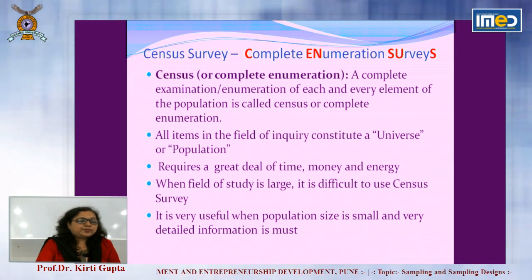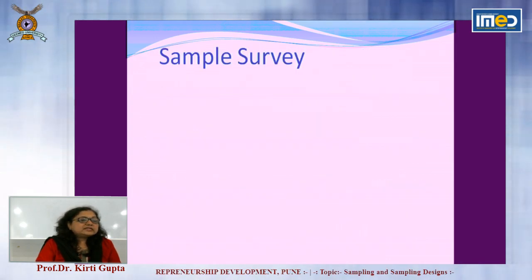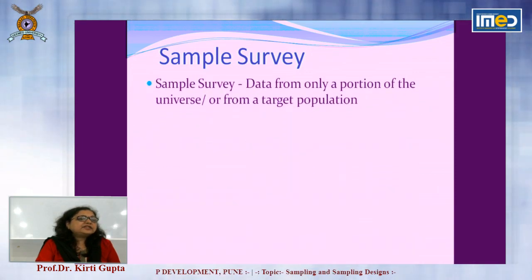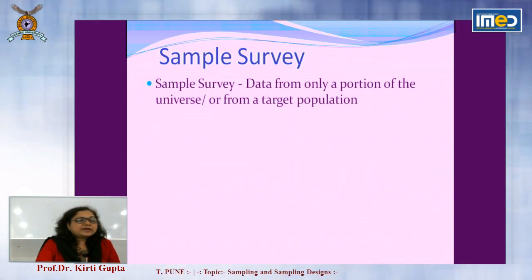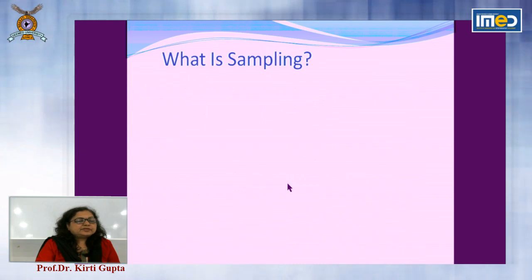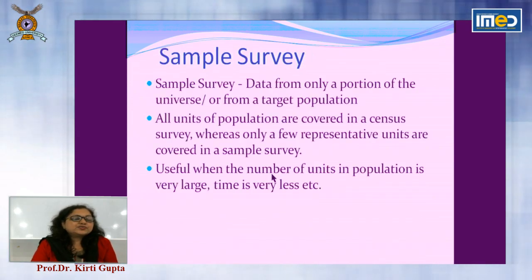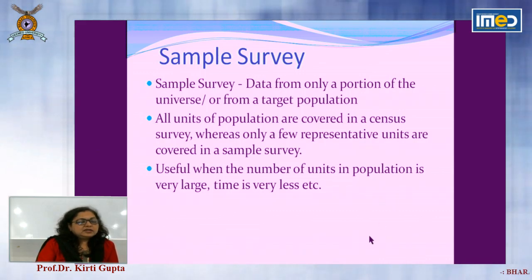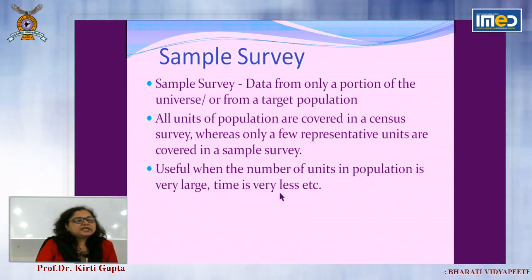as we all know. Apart from the census, there is a second method of identifying the units, that is known as the sample survey. Sample survey refers to when data from only a portion of the population is considered. All the units of the population are covered in the census, whereas only a few representatives are covered in the sample. When is this sample survey useful? When the number of units in the population is very large and time is very less.